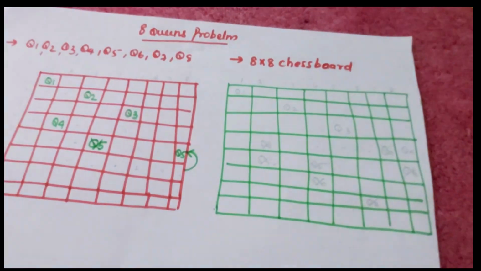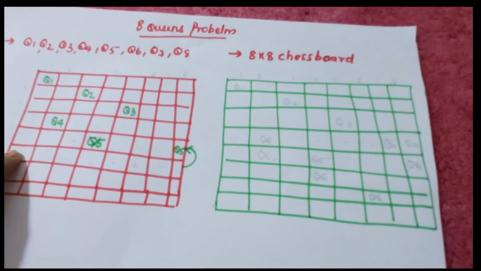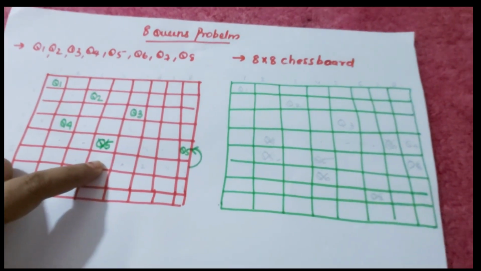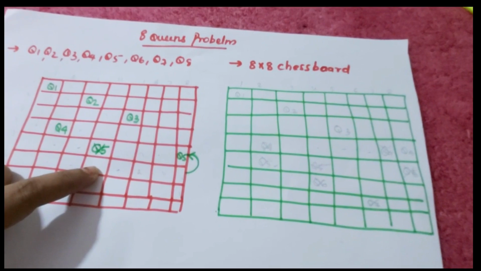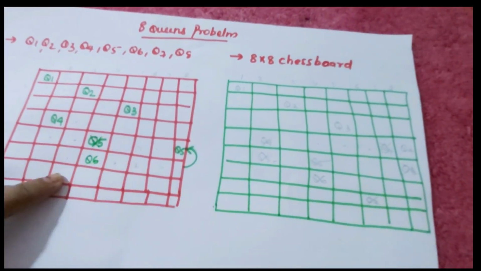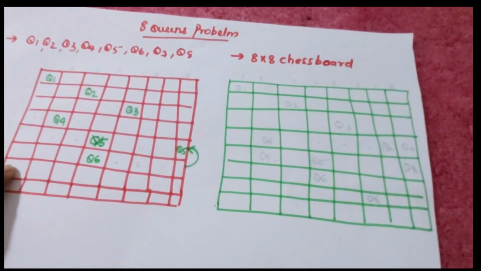Okay. Then also you check whether you can place Q6. Here, no. Here, no. Here, no. Here, you can place Q6, no? So you can place Q6 over here. Let us check whether you can place Q7 over here.